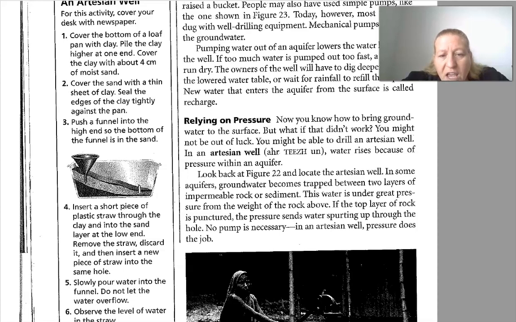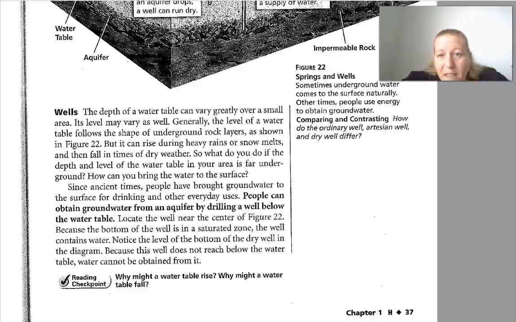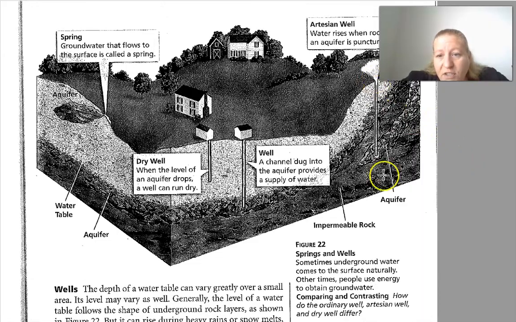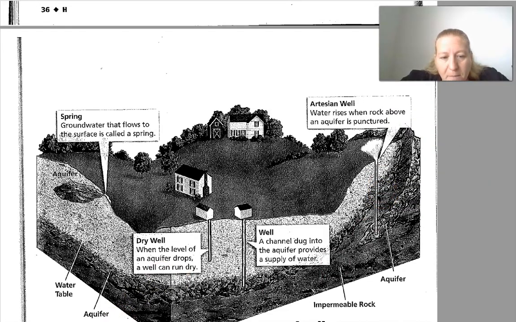In some aquifers, groundwater becomes trapped between two layers of impermeable rock or sediment. The water is under great pressure from the weight of the rocks above, and the top layer of the rock is punctured. The pressure sends water spraying up through the hole. No pump is necessary. In an artesian well, pressure does the job. So if you notice, this was our artesian well right here.